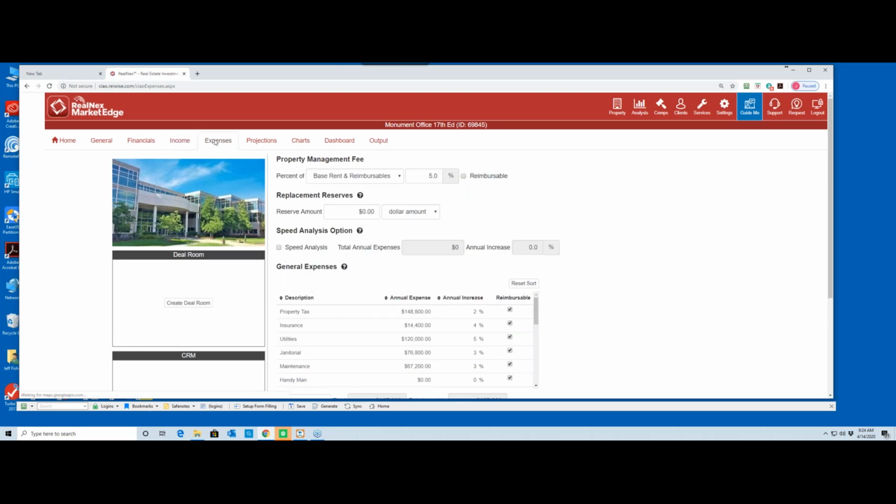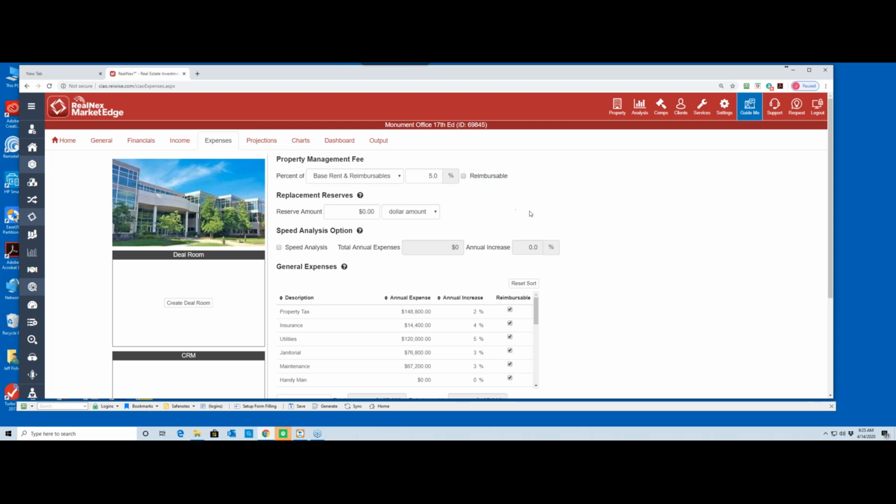Just a couple more inputs before we get to our output. We've got expenses, operating expenses on the property. At the top, we have the property management fee separate from the other expenses because that's typically not reimbursable, although we could check this box for reimbursable, but I believe that it's pretty typical that your property management fee is not something that would be part of the reimbursable expenses.